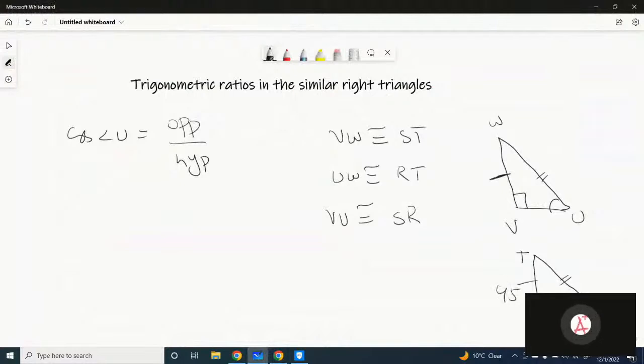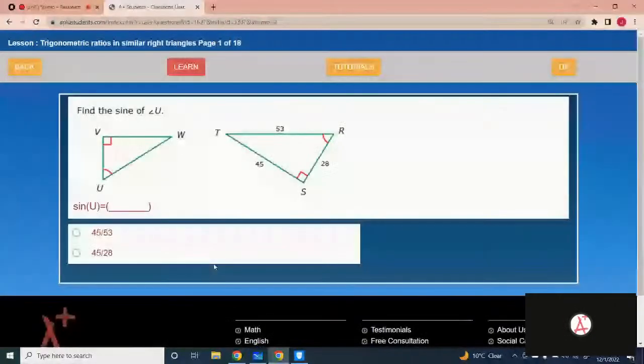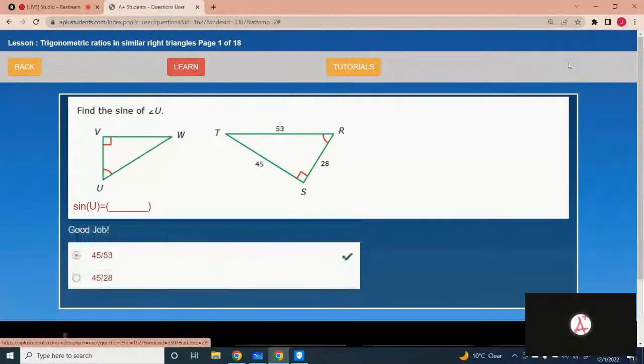It is 45, it is 53, and it is 28. So according to this angle, the opposite is 45 and the hypotenuse is 53. It would be 45 divided by 53. Got it? So just select the correct option and click on the OK button. What you have to do, both the triangles are similar. Got it? So you have to use the angle name from this, but the values from this triangle. Got it? It would be 45 over 53.